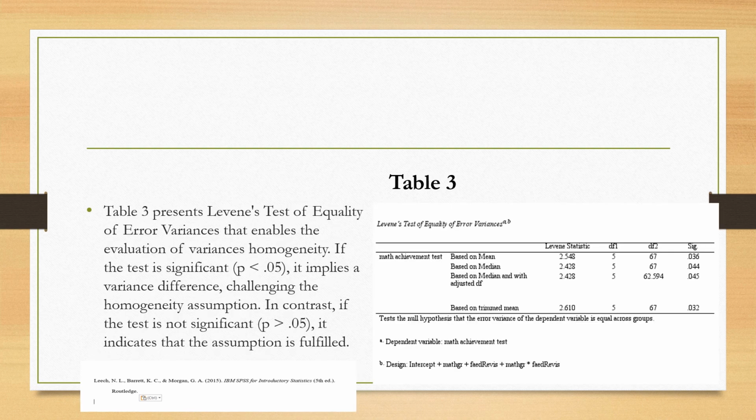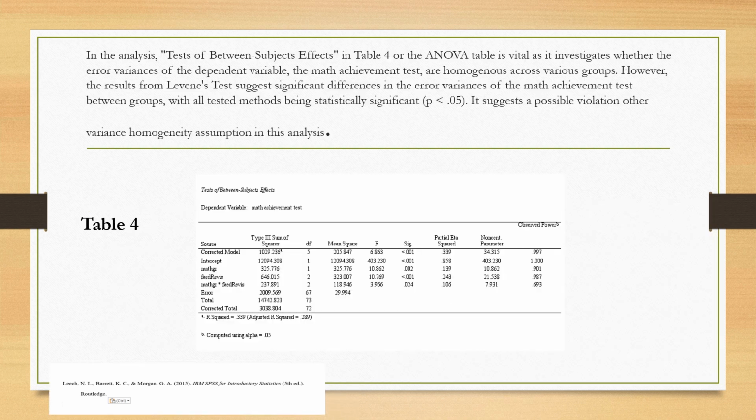In Table 3, this is Levene's test of equality of error variances. It evaluates the homogeneity of variances. The results from Levene's test suggest significant differences in the error variances for the math achievement test between the groups, with all tested methods being statistically significant. It suggests a possible violation of the variance homogeneity assumption in this analysis.